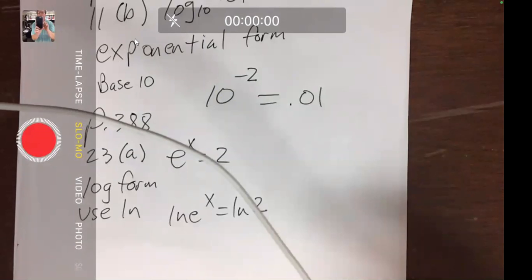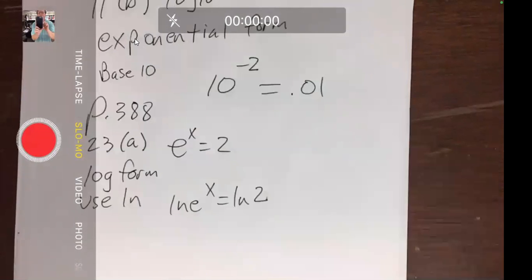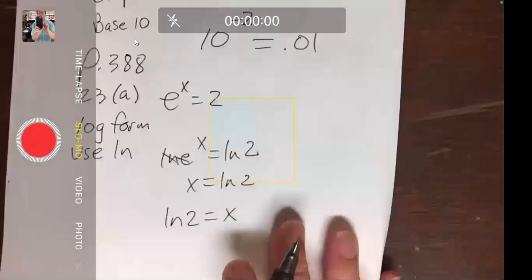In any case, these undo each other and you have x equals ln of 2, or in effect, ln of 2 equals x. There we are.